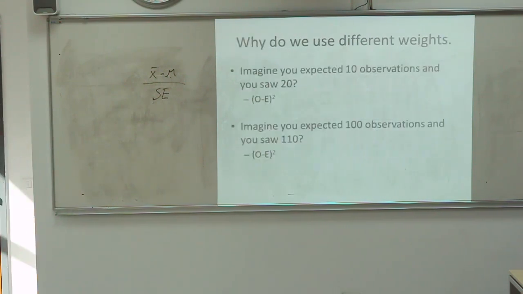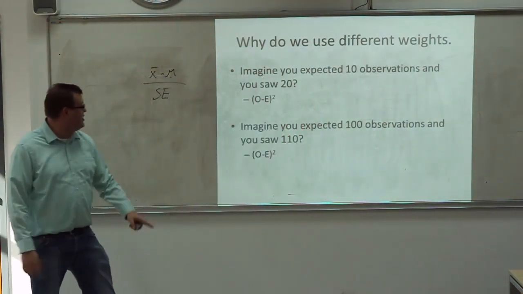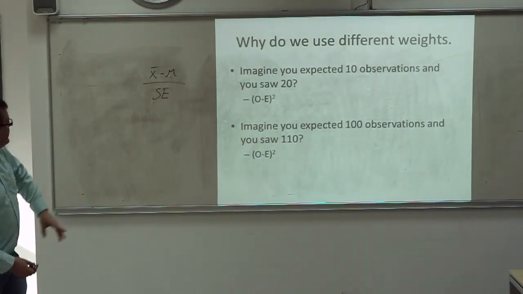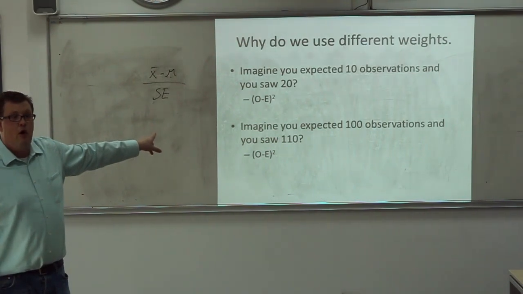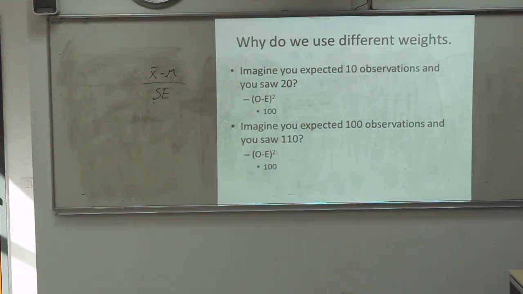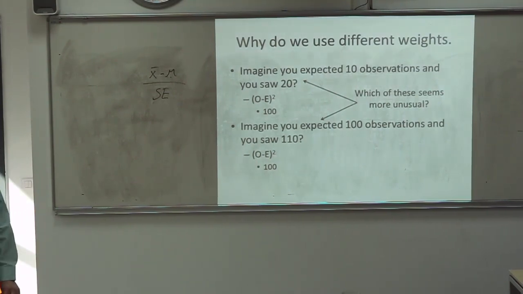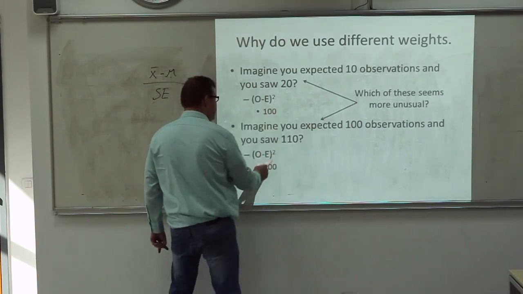Why is this? Well, imagine that you expected 10 observations, that you saw 20. And also imagine a different situation where you expected 100 observations and you saw 110. What is the sum of the deviation squared here? 100. For which one? For both of them. The sum here is the same. But does one of these two examples seem more unusual? The first one seems more unusual than this one.